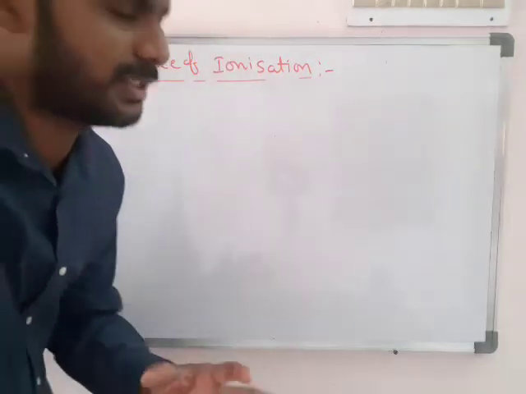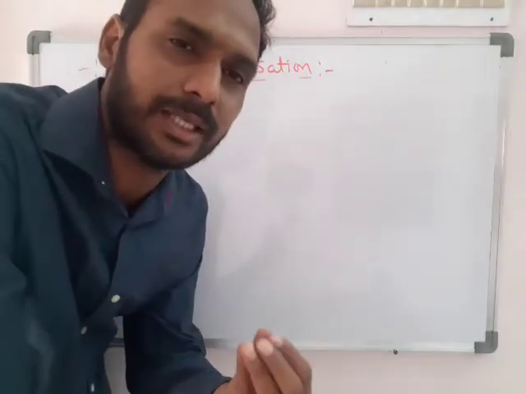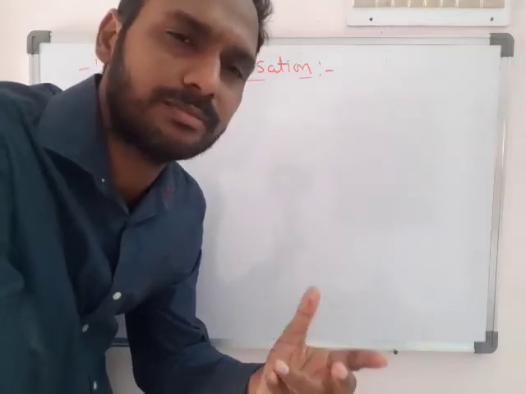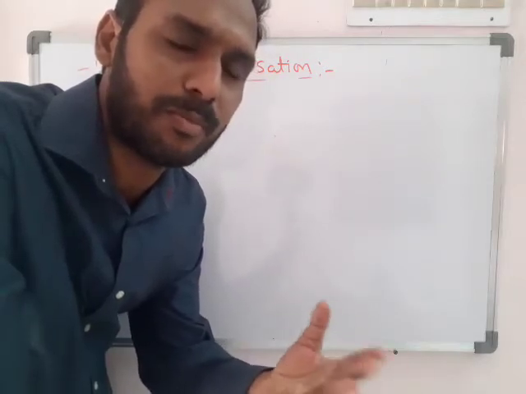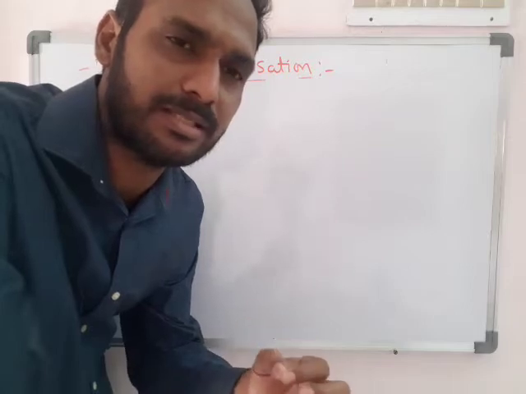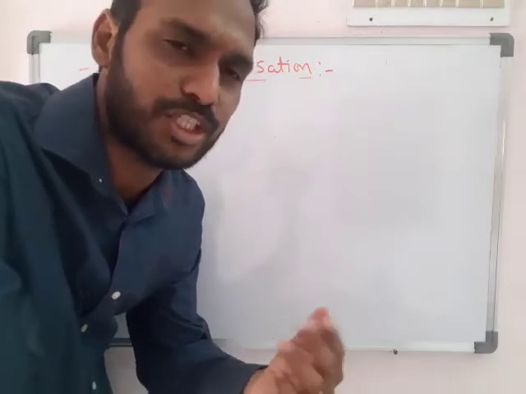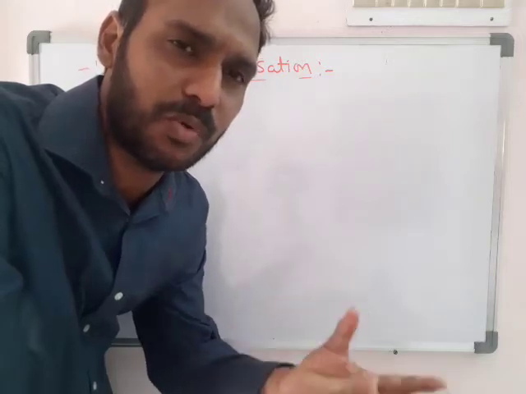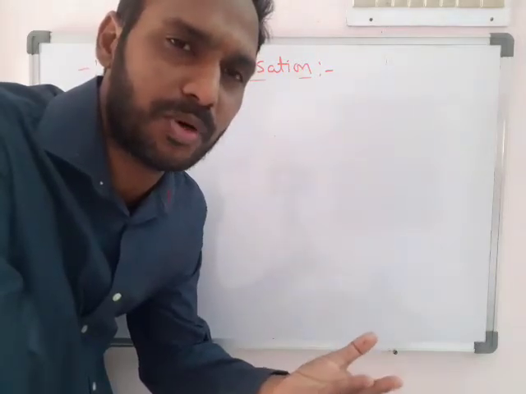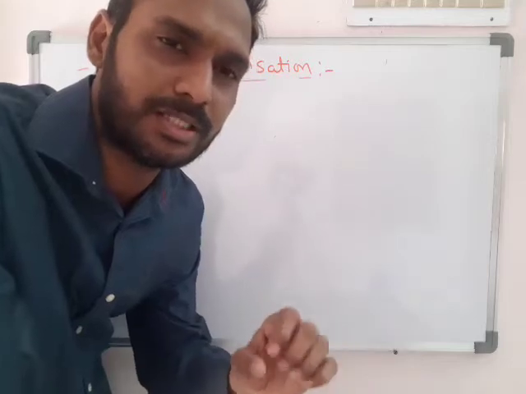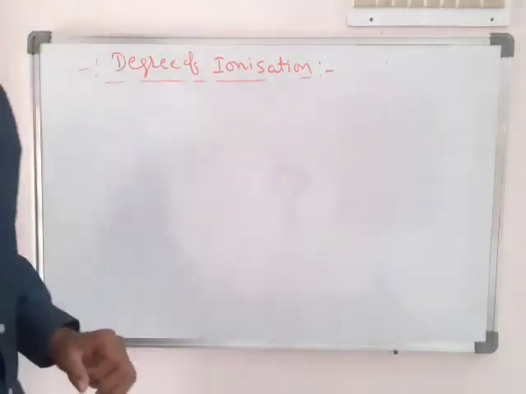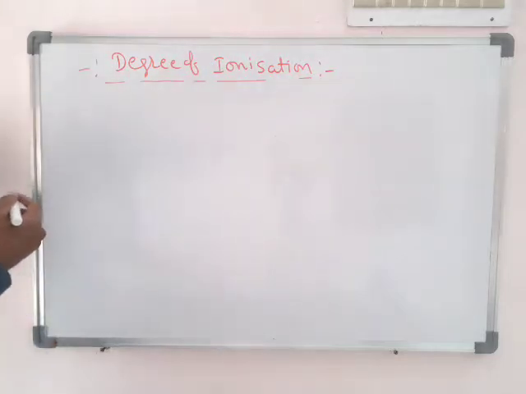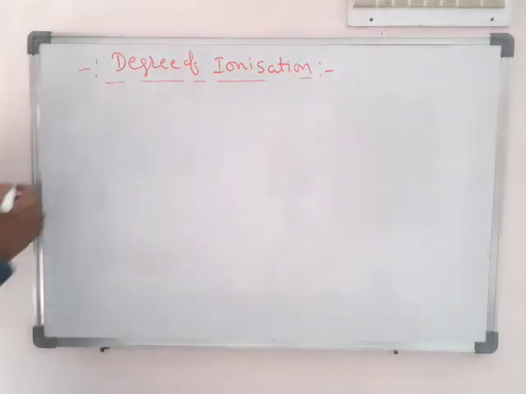So we know that generally acid means which can release more number of H plus ions. What is the base? Which can release OH minus ions. If acid dissociates more, it releases more H plus ions. So based on that concept, we derive some formulas here, for the degree of ionization.